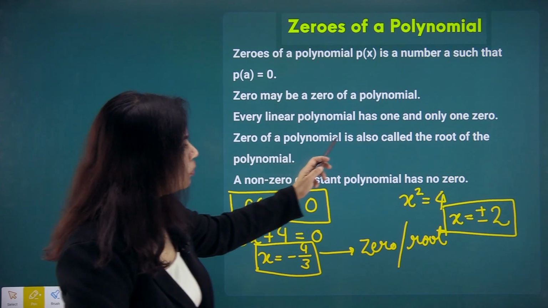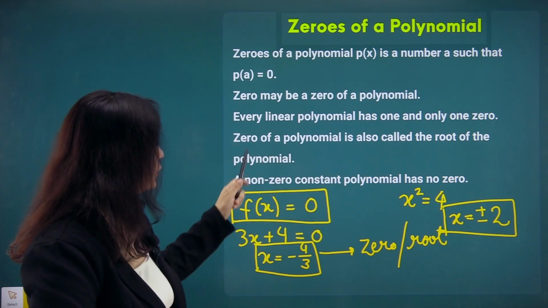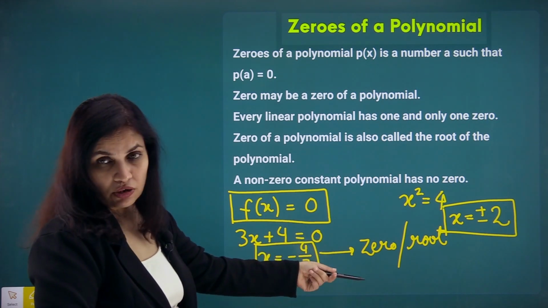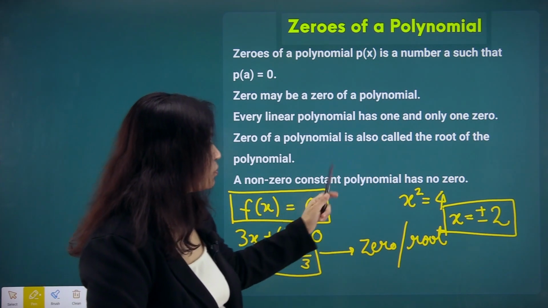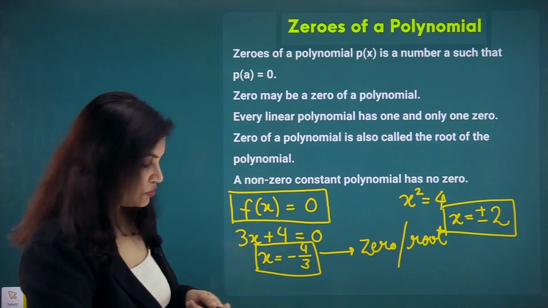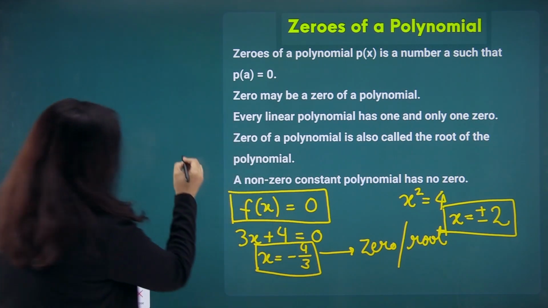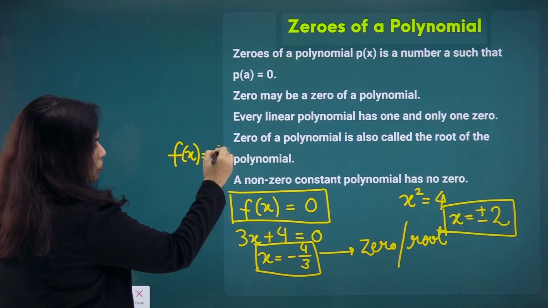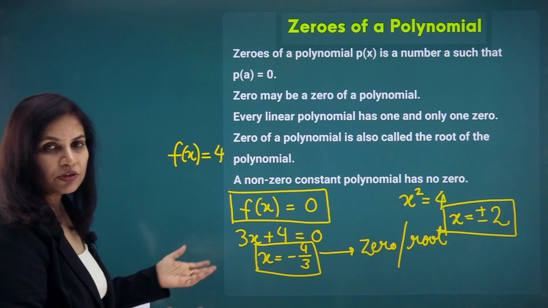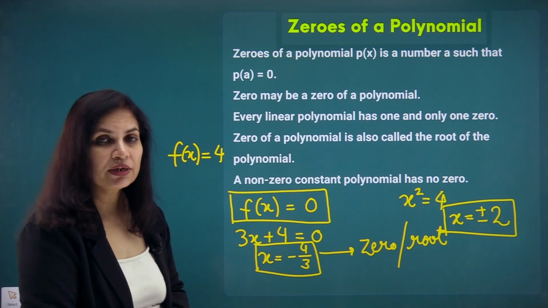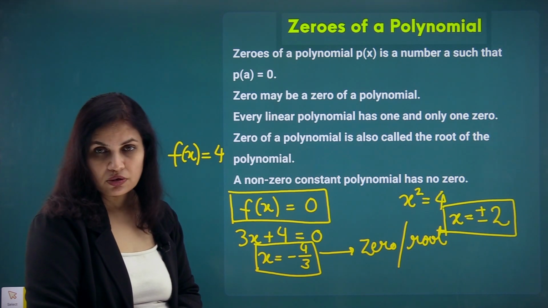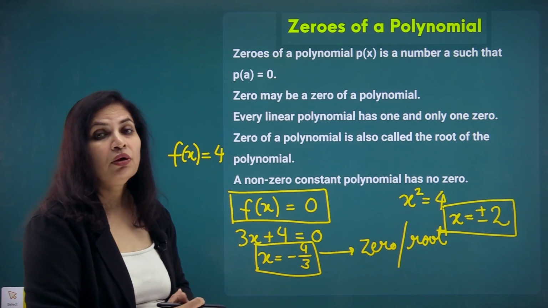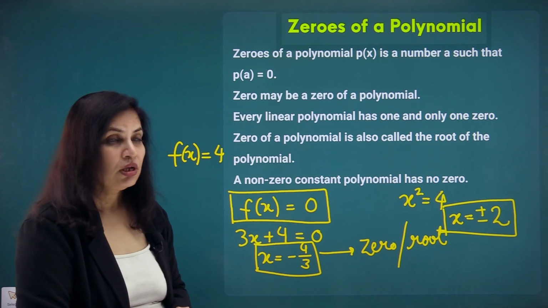So, the 0 of a polynomial is also called the root of the polynomial. A non-zero constant polynomial has no 0. Let us see. If I have a constant polynomial f(x) is equal to 4, obviously 4 cannot be equated to 0. So, a constant polynomial which is a non-zero polynomial will never have a 0.